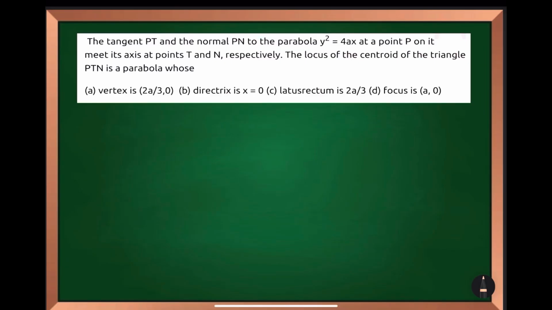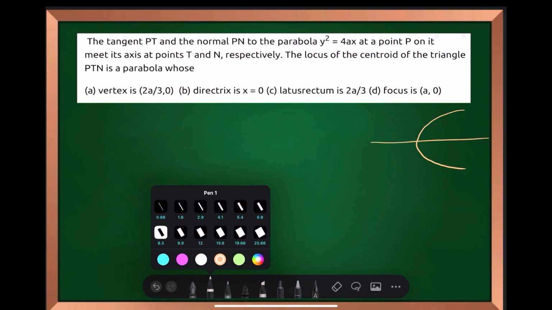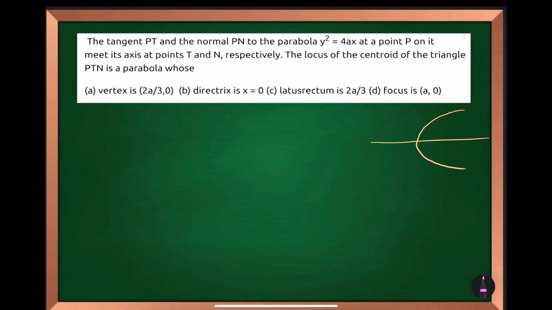Okay, so we got this question. The tangent PT and the normal PN to the parabola. Suppose that this is your parabola. We have to take a point P, and then we have to drop tangent, we have to drop normal.